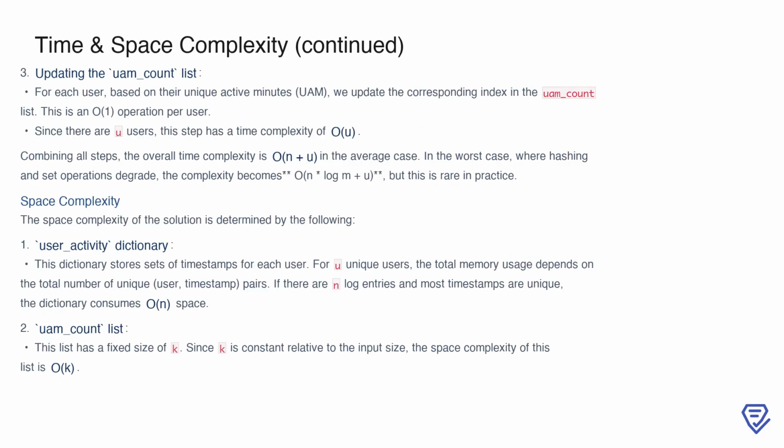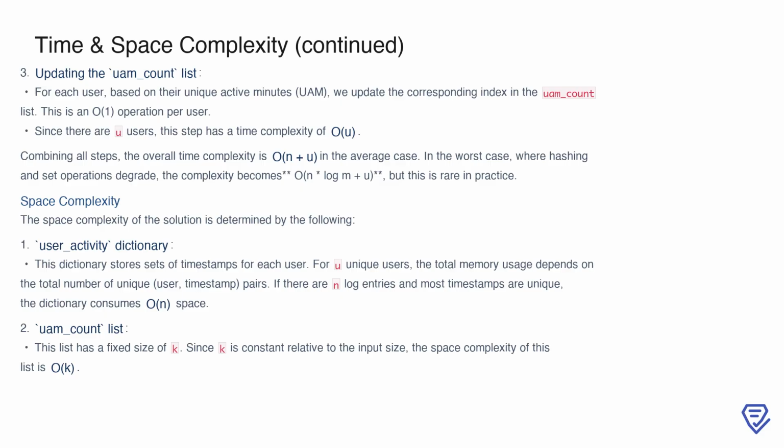Now, we consider the step where we update the UM_count list. For each user, we determine their unique active minutes, or UAM, and use this value to update the corresponding index in the UM_count list. Since this update operation is O(1) per user and there are U users, the time complexity for this step is O(U).